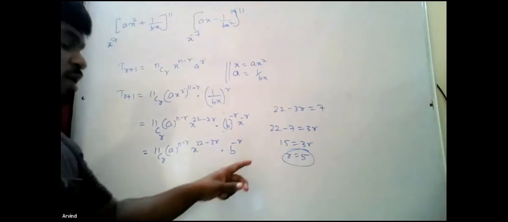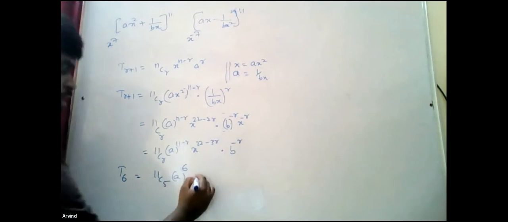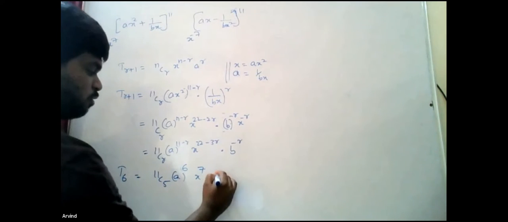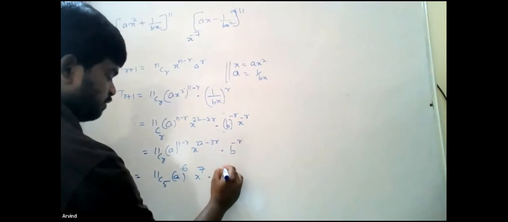That is, fifth term. r is equal to 5, that is 5 plus 1, the sixth term will have the coefficient of x power 7. So here you just put 5 in place of r. If you put 5 in place of r, 11C5 a to the power n, that is 11. So 11 minus r is 5, 11 minus 5 is 6. Let's do it directly. This will become 7 into b to the power r is 5.